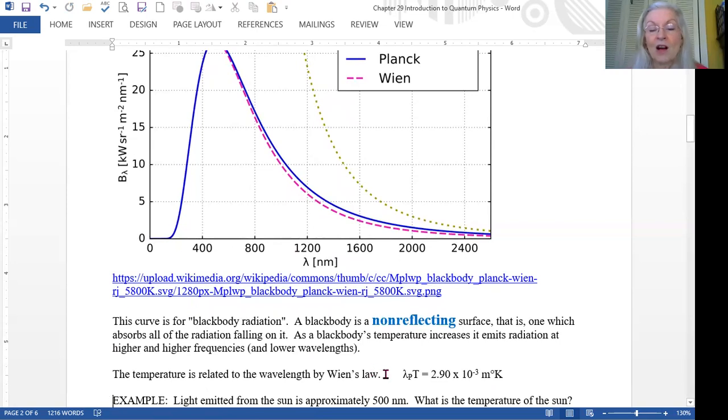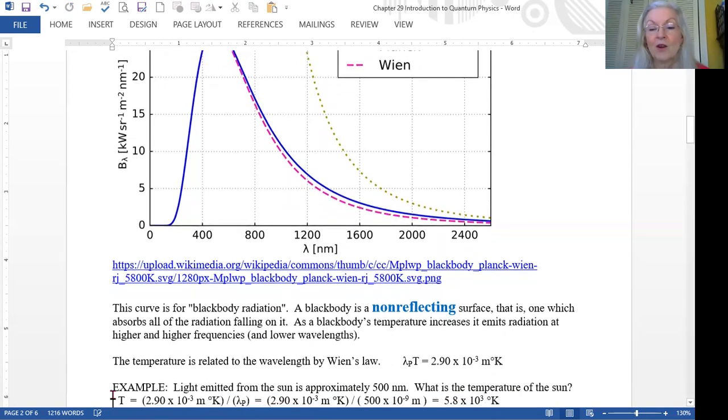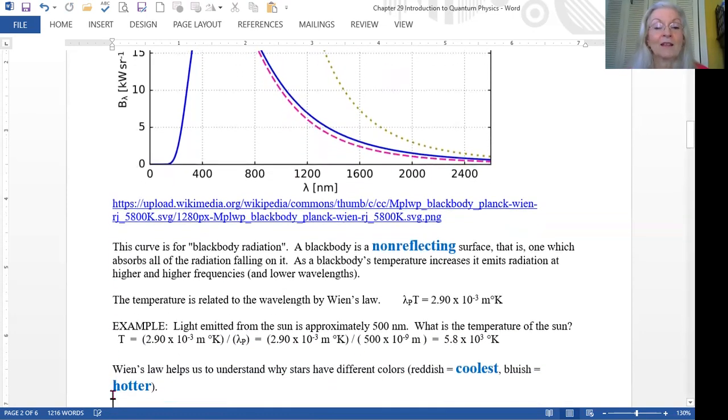It's called Wien's law. So it's lambda sub P multiplied by T is equal to 2.90 times 10 to the minus third meter degree Kelvin. And if we look at an example of this, you'll hopefully see why we care about it. The light emitted from the sun has a wavelength of propagation, lambda sub P, of approximately 500 nanometers. So that allows us to get a temperature approximation for the sun.